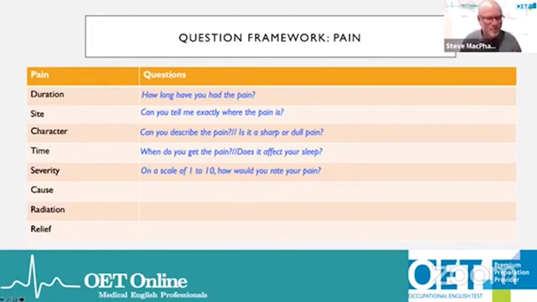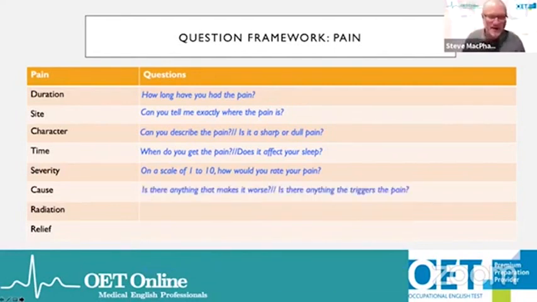Okay, we've still got cause, radiation, and relief. We've got 3 more questions to go. So cause, what are you going to do? Maybe you can use the word trigger, everyone. Rana says, can you grade your pain on a scale of 10? Yeah, you could use grade. I think rate's a little bit better, but the next one, Vardeep says, what seems to trigger your pain? Excellent, Vardeep. That's really good. Same with the male. What triggers the pain?